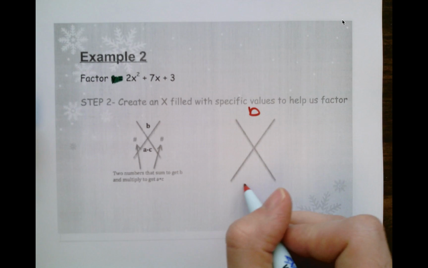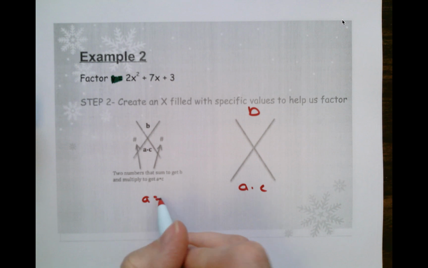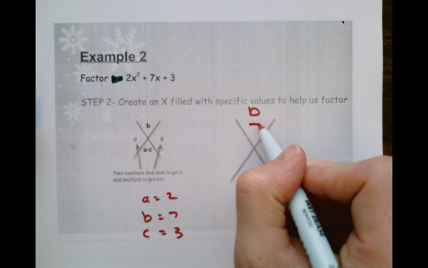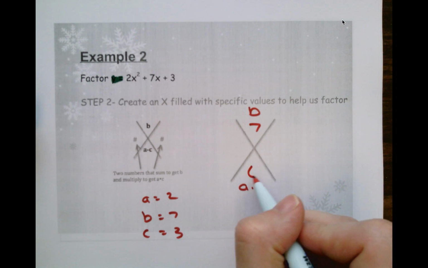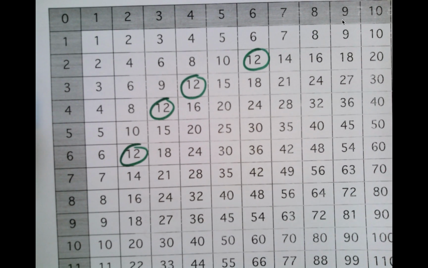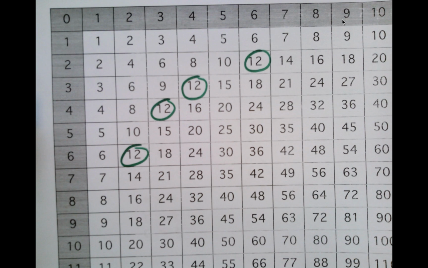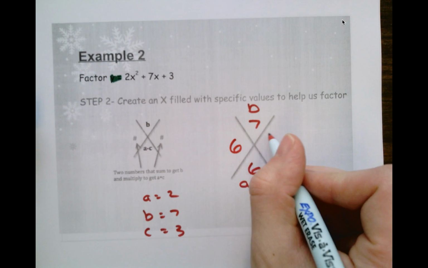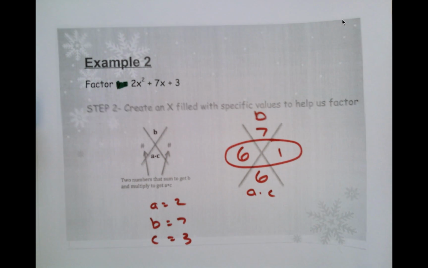Next, same exact process. B on the top, a times c on the bottom. A here is 2, b is 7, c is 3. On the top would go 7. On the bottom, 2 times 3 would be 6. And the same exact process now as any other one. Find two numbers that add to 7 and multiply to 6. Numbers that multiply to 6 would be 6 and 1, because those two add to 7. Those are going to be my two factors, 6 and 1.